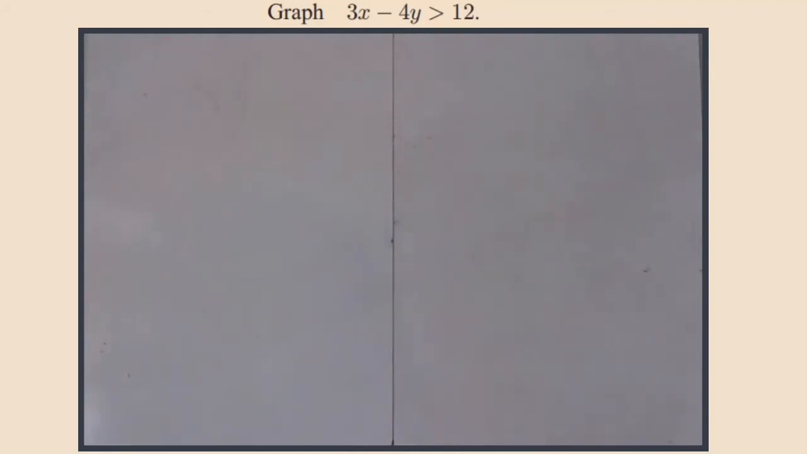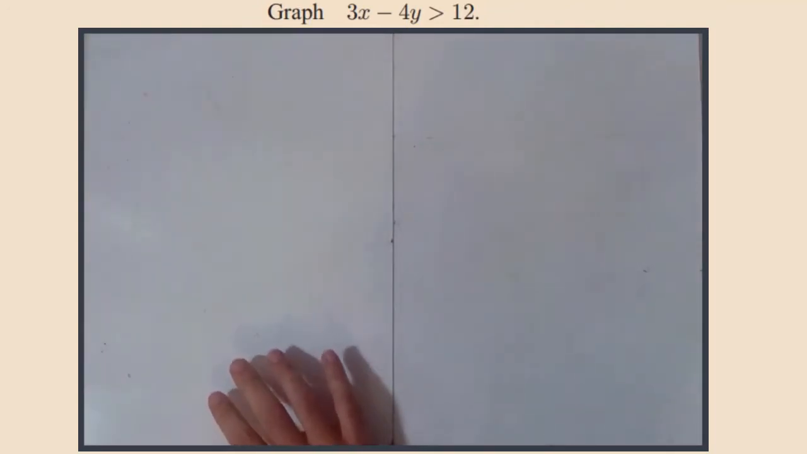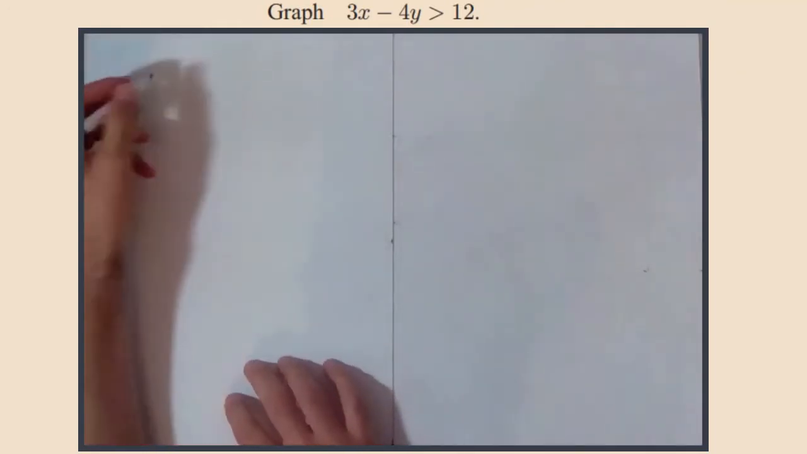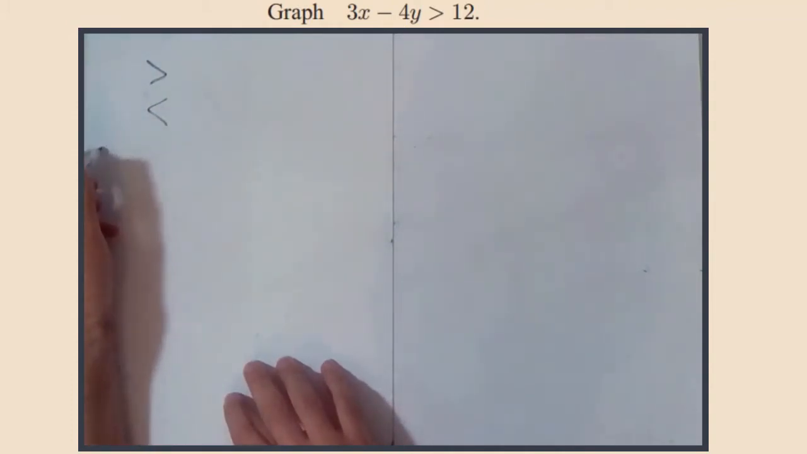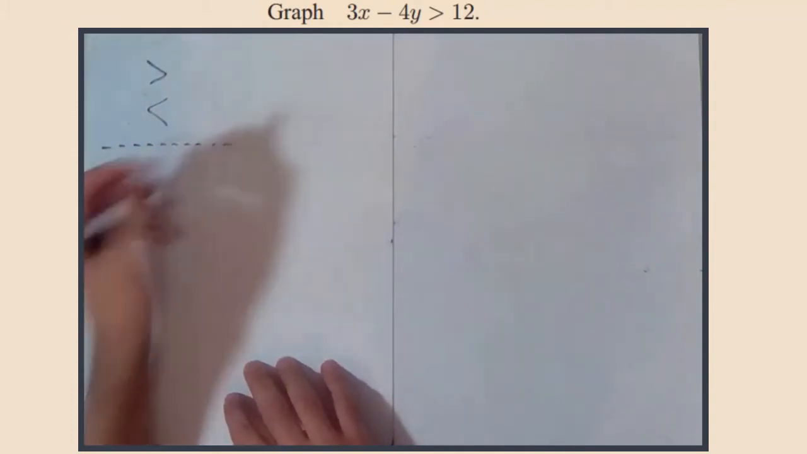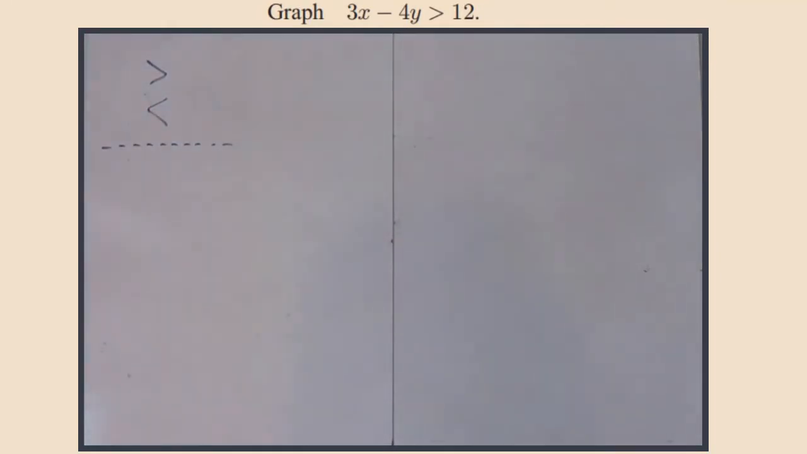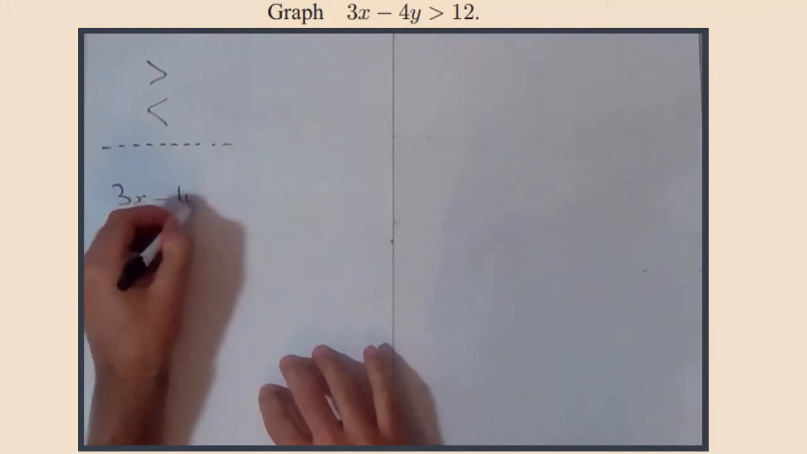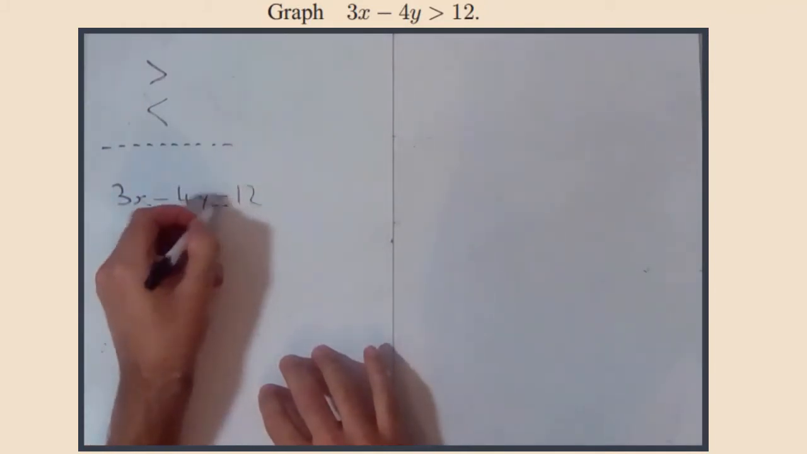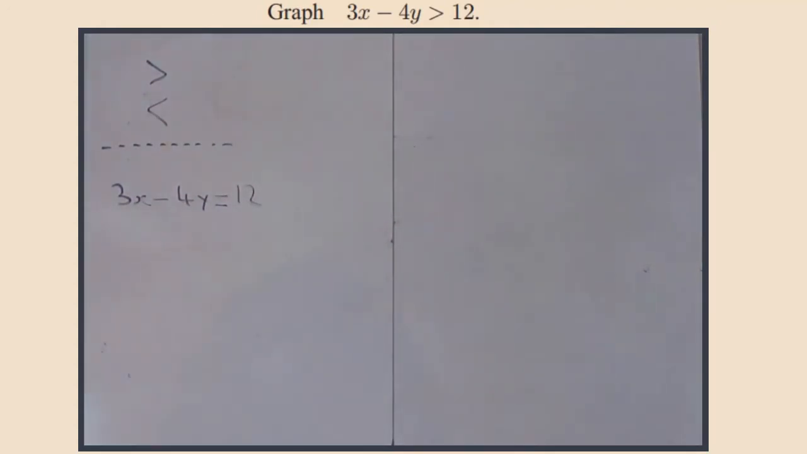We need to graph the region 3x minus 4y is greater than 12. So two things you really need to be aware of. Firstly, when we talk about greater than or less than, and we're drawing a region, it means we're going to meet a dashed line. And a dashed line indicates that you're not allowed to be on the line. Secondly, we're going to need to draw the line 3x minus 4y equals 12. Without that, it's impossible to draw the region where 3x minus 4y is greater than 12 without knowing where 3x minus 4y equals 12.